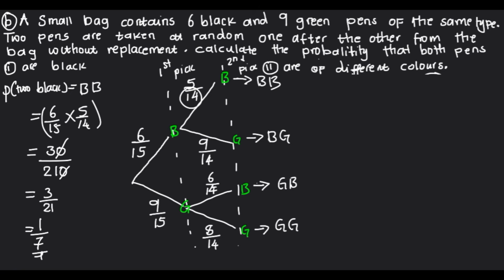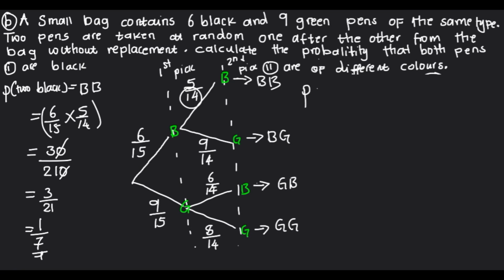Now let's look at pens of different colors. Of different colors, we are looking at these 2 possible outcomes, because this is where we have different colors. The first one is two pens of the same color, black. Then the last one is 2 pens of the same color, which is green. So we need these 2 probabilities.